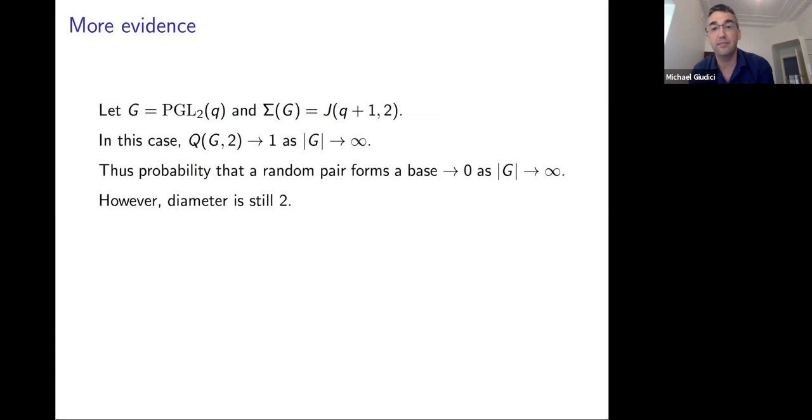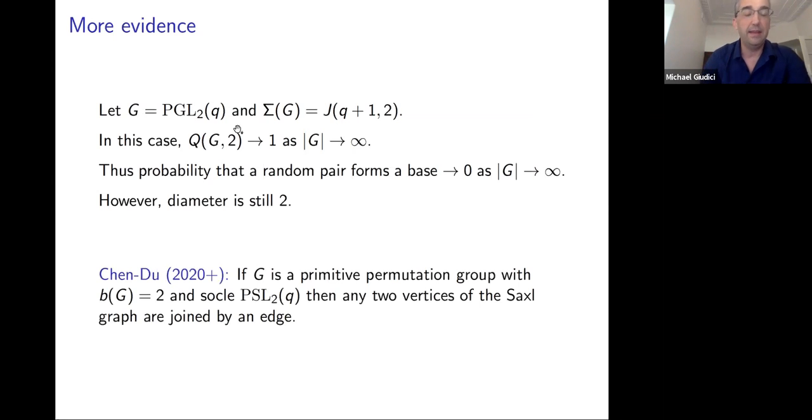Okay, so that's some more evidence. Now, this is of course only one primitive action of PGL2Q. And recently, so it's on the arXiv, but hasn't been published yet, Huya Chen and Xiaofei Du have shown that if I have any primitive permutation group of base size 2, and where the socle is PSL2Q, then again, the conjecture holds, right? So any two vertices of my Saxl graph are joined by an edge.